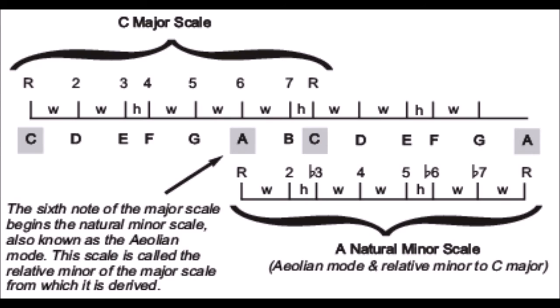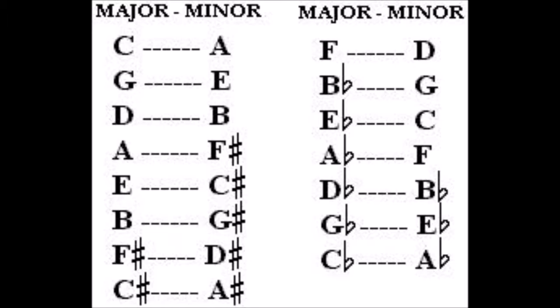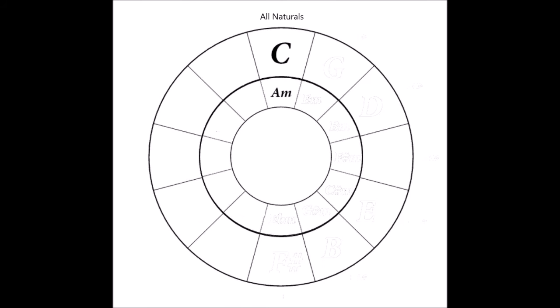For example, A minor is the relative minor of C major, sharing the exact same notes as C major, but in a different order. For instance, instead of starting on C, A minor starts on A. C major runs C, D, E, F, G, A, B, C. A minor runs A, B, C, D, E, F, G, back to A again. So, yep, same notes, different order, and that's what a relative minor is. Now back to the TST method.